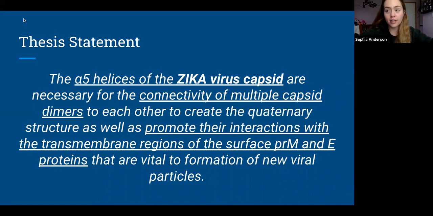Our thesis statement, as depicted on the screen, reads as follows. The alpha-5 helices of the Zika virus capsid are necessary for the connectivity of multiple capsid dimers to each other to create the quaternary structure as well as promote their interactions with the transmembrane regions of the surface PRM and E proteins that are vital to formation of new viral particles. Now, that was a mouthful.